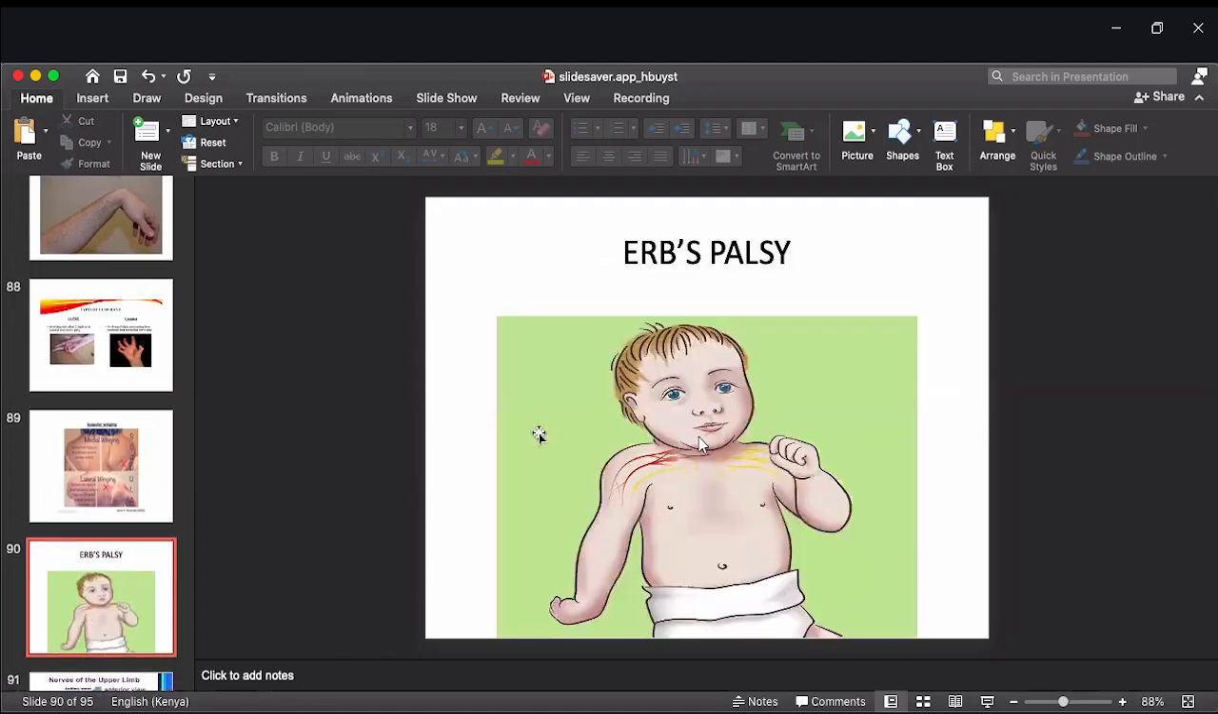This Erb's palsy, you can see how the right arm is normally adducted and rotated, this medial rotation of the arm and forearm. Erb's palsy.